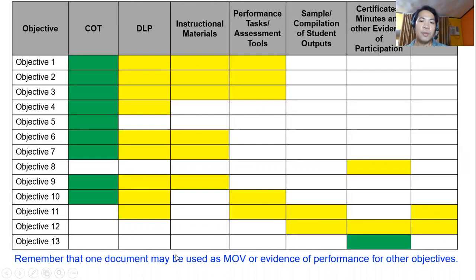In objective number 12, we have sample or compilation of student outputs, certificates or minutes and other evidence of participation, class records or report cards. Objective number 13, we have certificates or minutes and other evidence of participation.